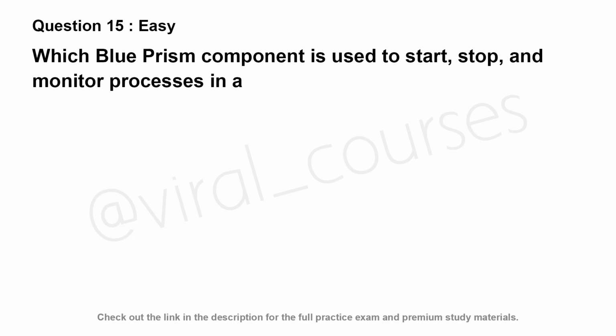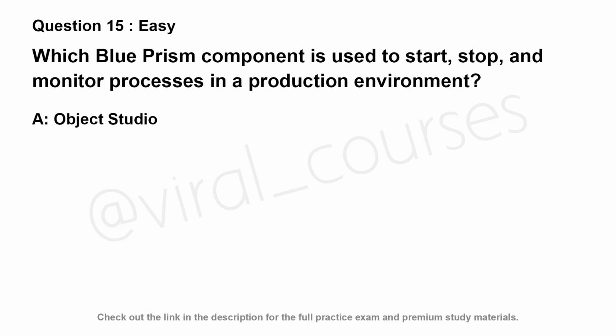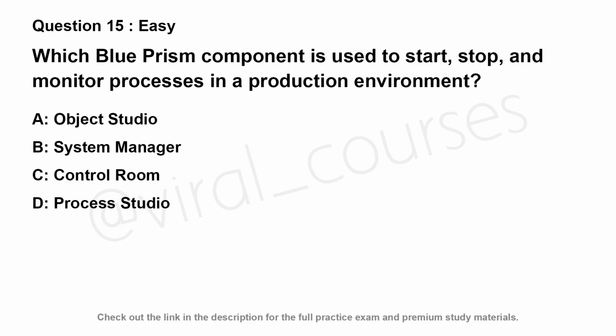Which Blue Prism component is used to start, stop, and monitor processes in a production environment? Option A. Object Studio. Option B. System Manager. Option C. Control Room. Option D. Process Studio.